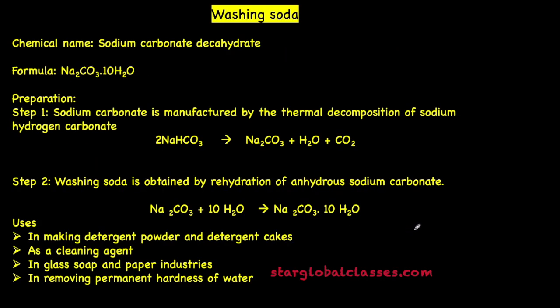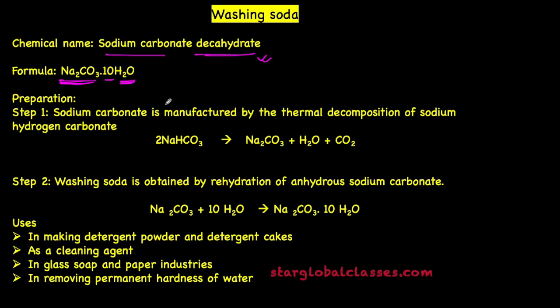Next one is washing soda. What is the chemical name of washing soda? Sodium carbonate decahydrate. Sodium carbonate, Na2CO3. Deca means 10 and hydrate means water. So it is added with 10 water molecules. One sodium carbonate molecule is added with 10 water molecules. So it is known as sodium carbonate decahydrate. Deca means 10.